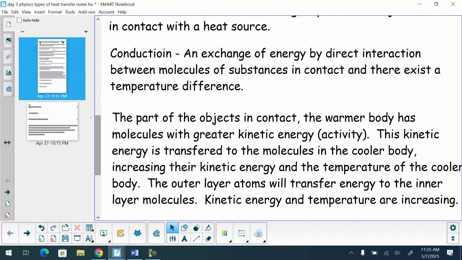This is just the theory behind why this happens. In the part of the objects in contact, the warmer body has molecules with greater kinetic energy because they are warmer. This kinetic energy is transferred to the molecules of the cooler body, increasing their kinetic energy and the temperature of the cooler body. The outer layer of the atoms will transfer to the inner layer of the molecules. Kinetic energy and temperature are then increasing.